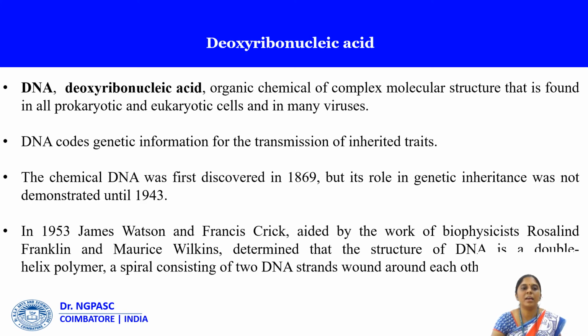In the year 1953, James Watson and Francis Crick, along with Rosalind Franklin and Maurice Wilkins, determined the structure of DNA as a double helical polymer. That is, two helices of DNA were present, as they confirmed. The actual work was done by Rosalind, but the credit goes to Watson and Crick.